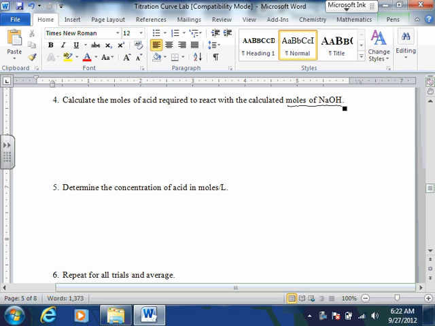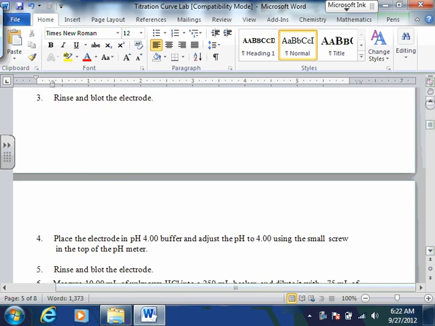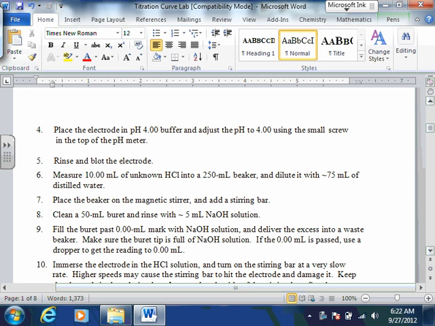Now, what I want you to do is essentially determine the concentration of the solution after you diluted it, okay? And so I think they had you start with 10 milliliters. Let me come back up here and look. Oh, here we go. Okay. 10 milliliters of unknown HCl, and then you're diluting it with 75 milliliters of distilled water. So our total volume of the HCl solution there is 85 milliliters, okay?